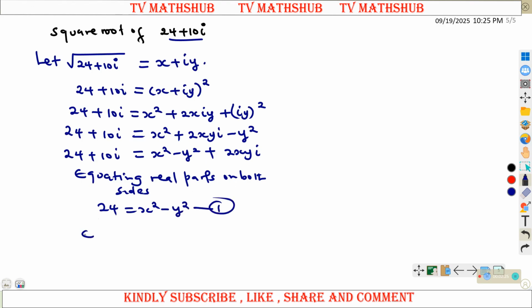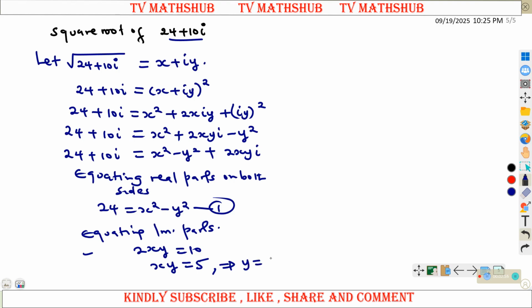Two, we shall be equating imaginary parts. So what will it give? This will give us 2xy, which is equal to 10, meaning that xy will be equal to 5. So from here, we can also say that y is the same as 5 divided by x. We shall call this equation number 2.